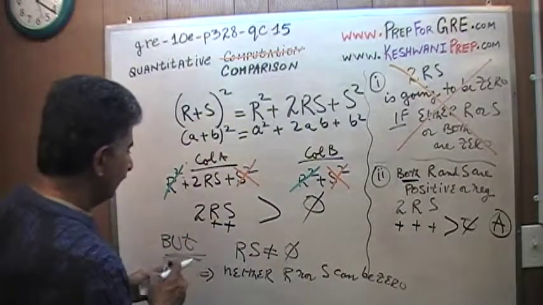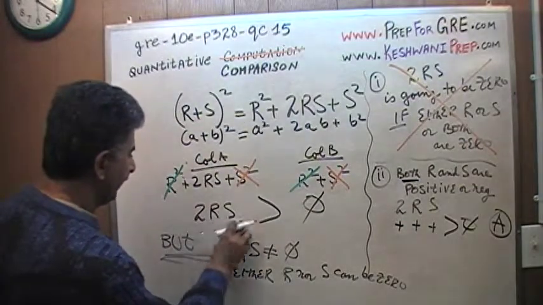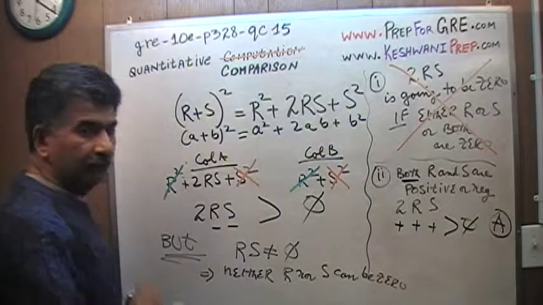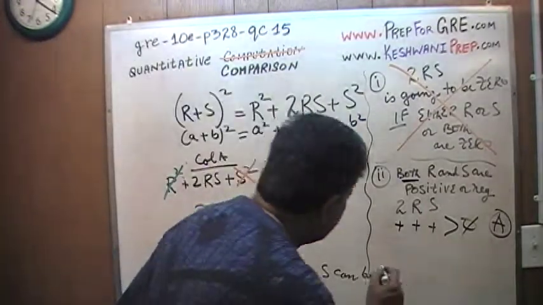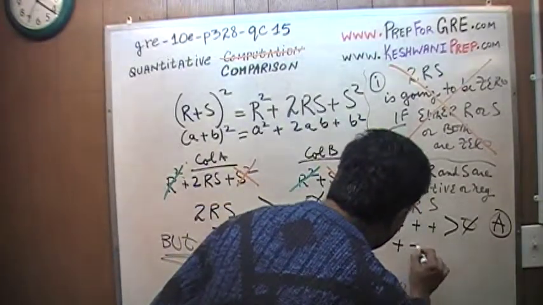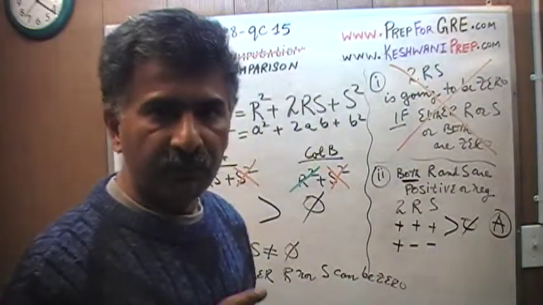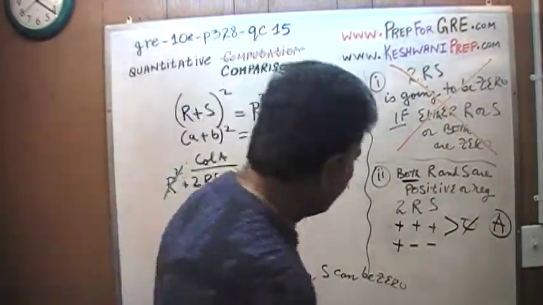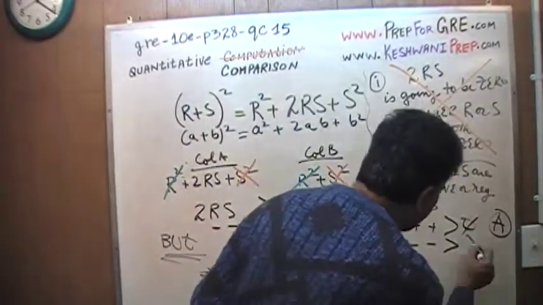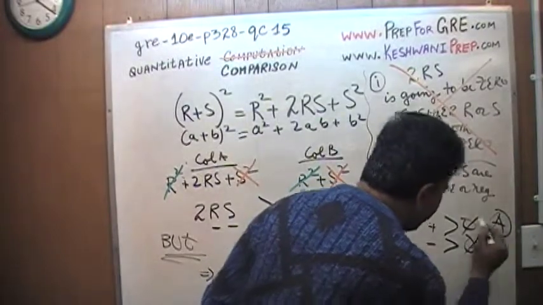What if both R and S are negative? If we know that 2 is positive, what if R is negative and S is negative? It doesn't matter because negative times negative becomes positive, and again this quantity is more than 0. The answer again is going to be A.